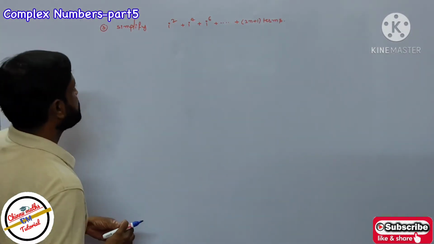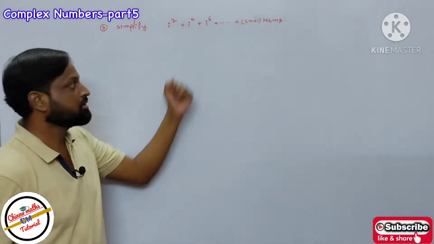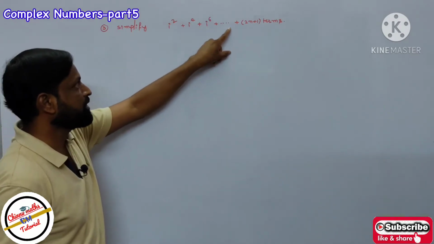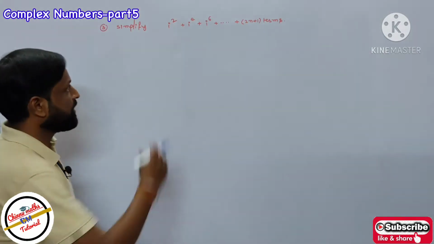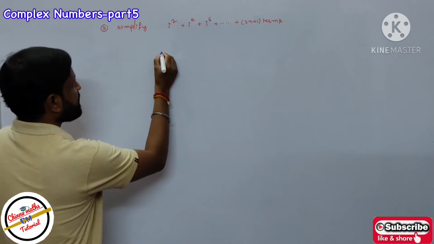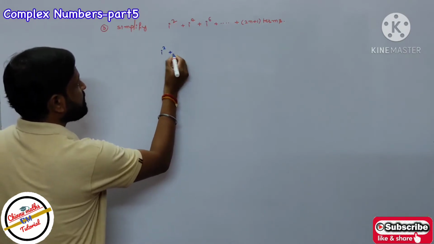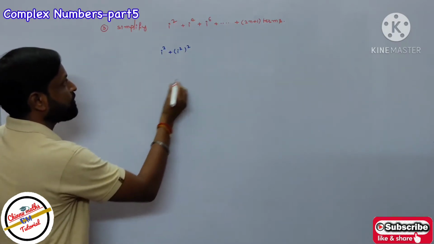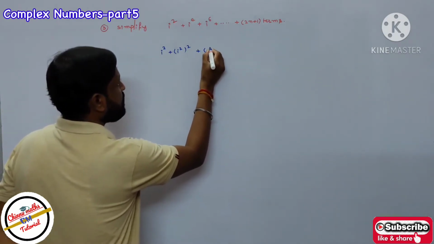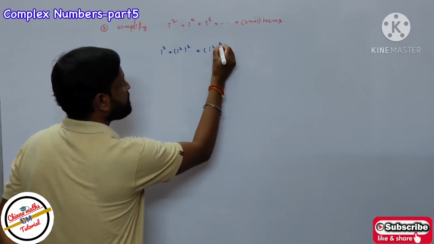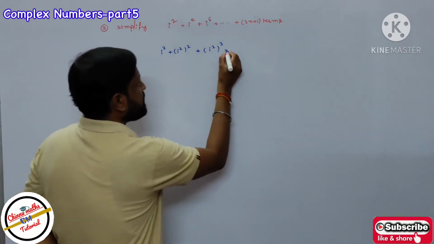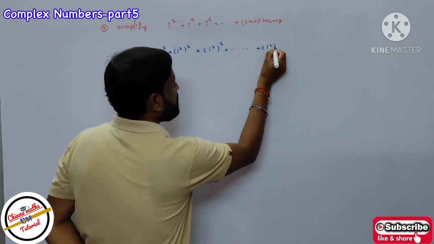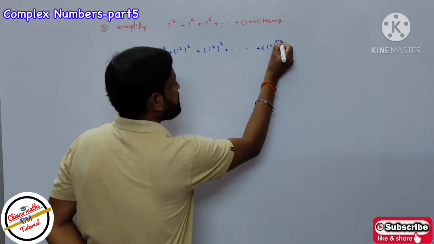So next we discuss the exercise problems. Simplify i square plus i power of 4 plus i power of 6 up to 2n plus 1 terms. Find this value. See here, I can write i square plus i power of 4 can be written as i square whole square, 2 to the 4, plus i power of 6 can be written as i square to the power of 3, again 3 to the 6, plus up to i square to the power of, what is the last term, equal to 2n plus 1.